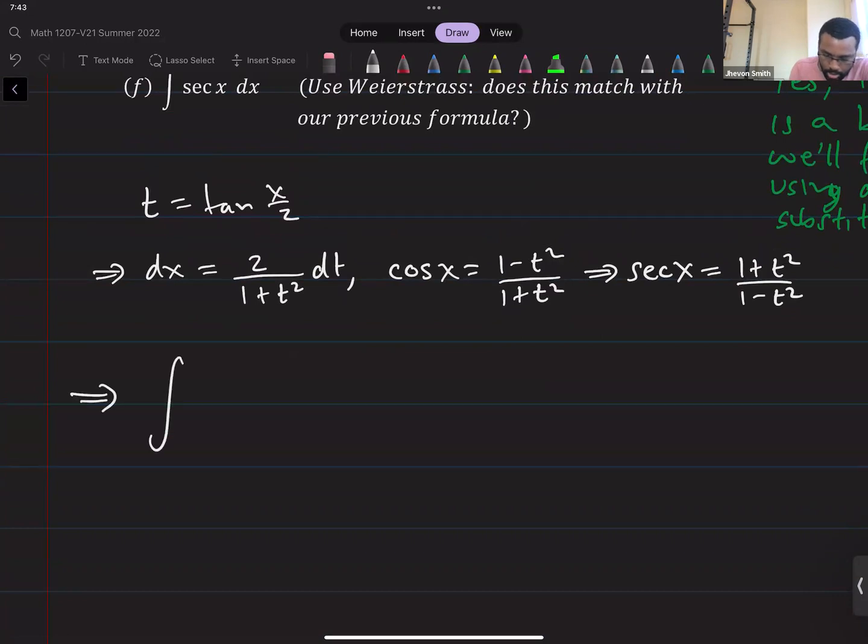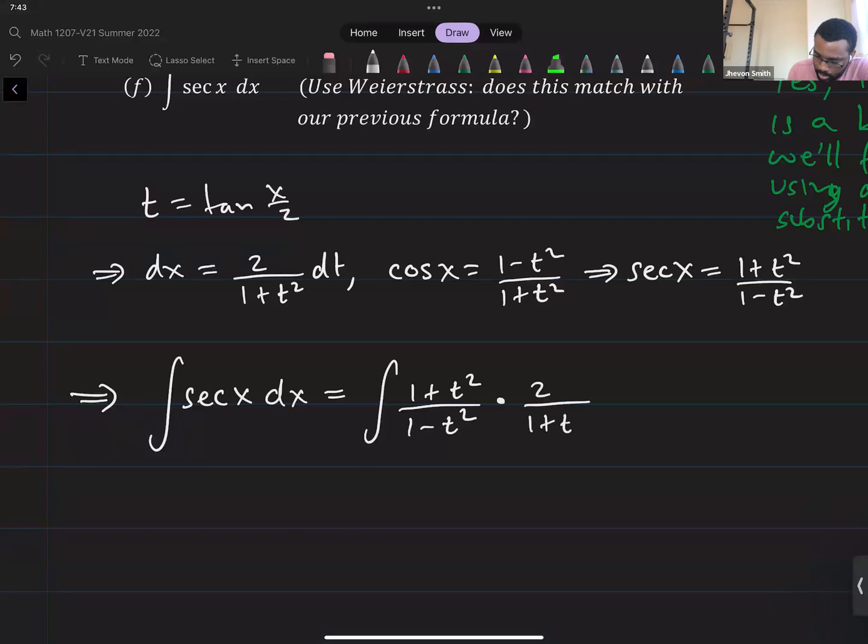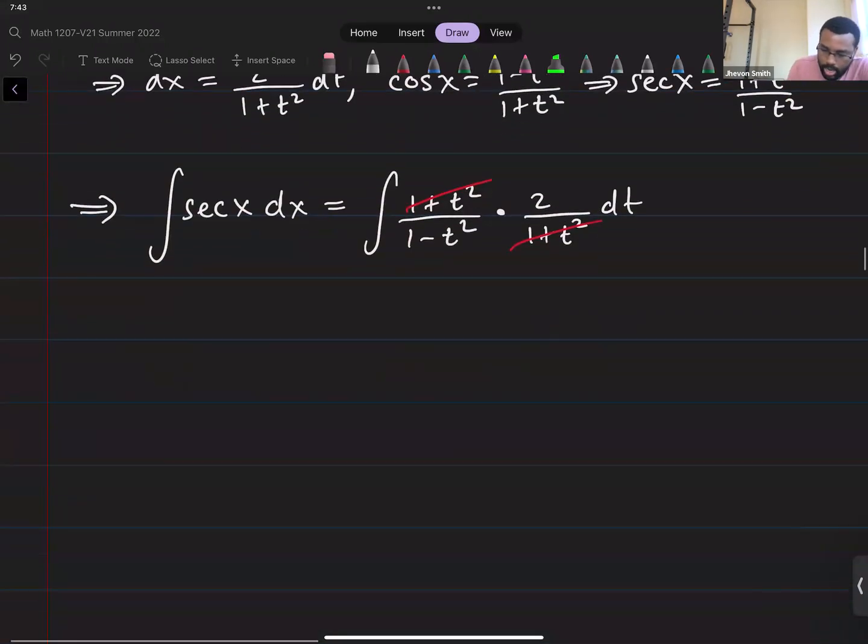We want the integral of secant. But that's actually going to be the integral of secant, which is 1 plus t squared over 1 minus t squared under the Weierstrass substitution, times dx, which is that. Your 1 plus t squares would cancel, and you would actually end up with 2 over 1 minus t squared.